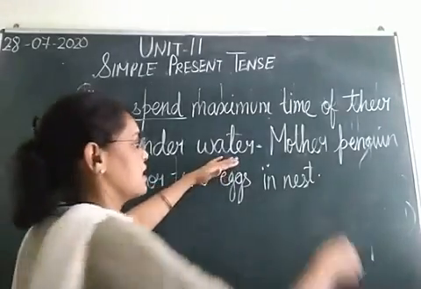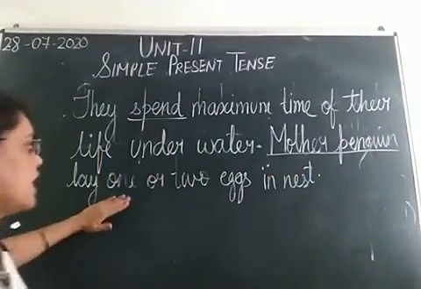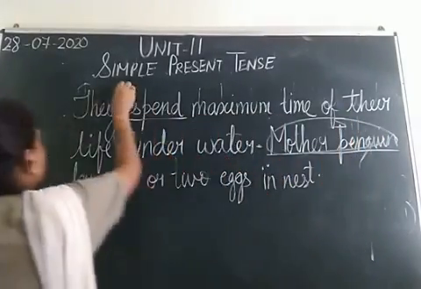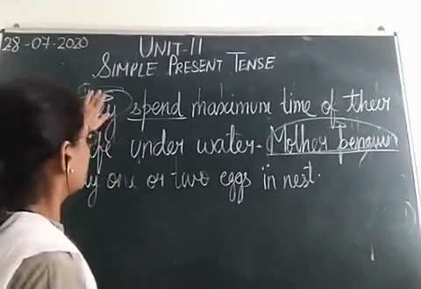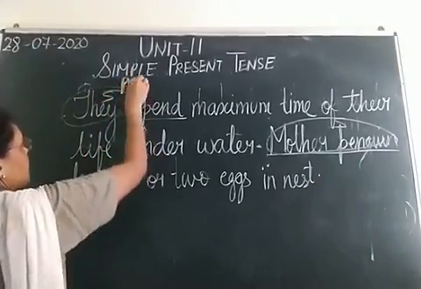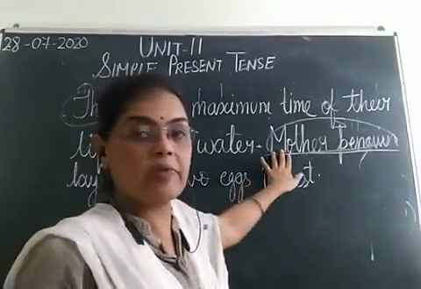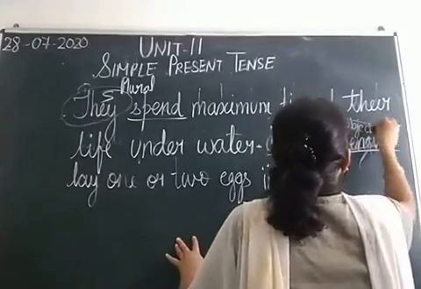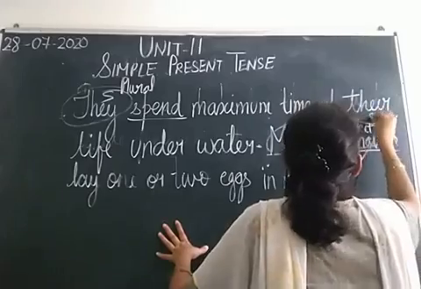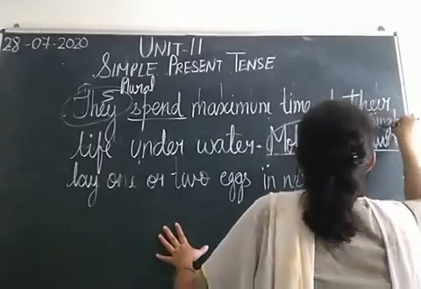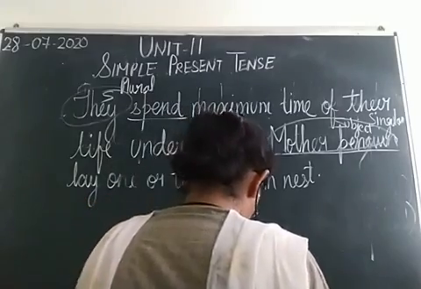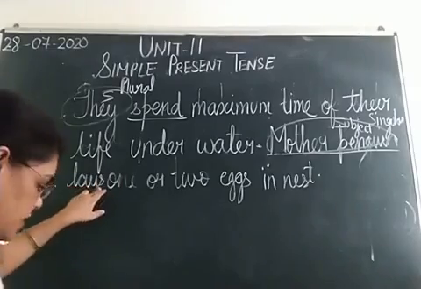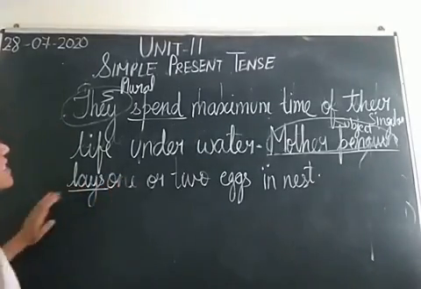Now the second sentence, the subject is mother penguin lay. That is the subject, this is the subject. Fine, over here this is also the subject. Here the subject is plural, they. Whereas mother penguin, this subject is singular. We are talking about mother penguin. So this is a singular subject. So mother penguin, this is lays. Fine. Mother penguin lays. This is lays.